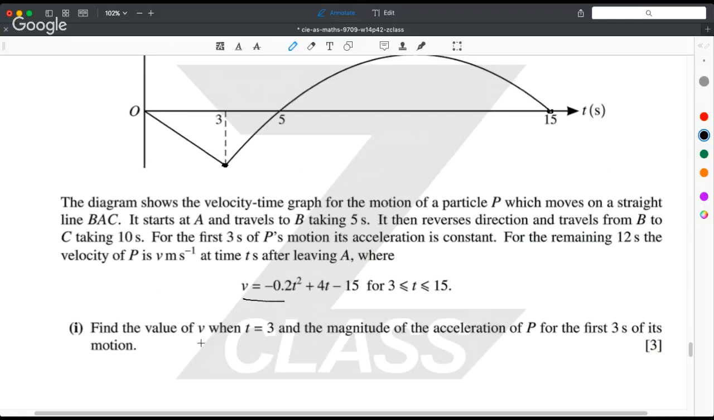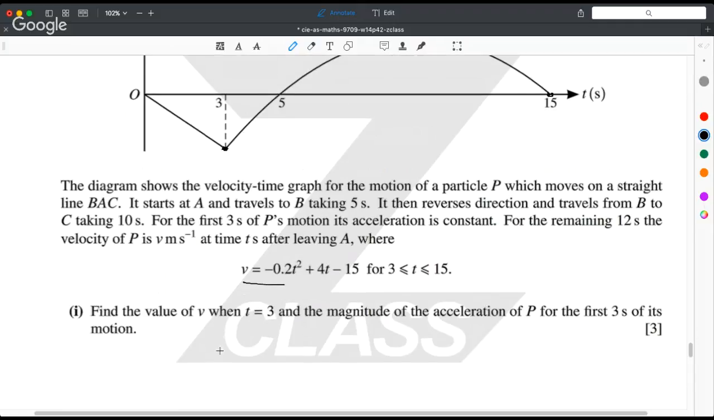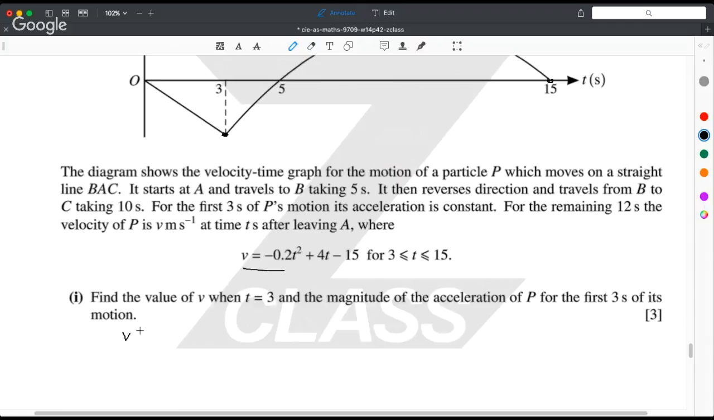So find the value of V when T equals 3. Well, we know that this thing must be continuous. So we have that V of 3 is minus 4.8, because this thing is only valid from 3 seconds onwards, but it's still valid at T equals 3 seconds. So we can just plug in T equals 3 and get the value for the velocity.